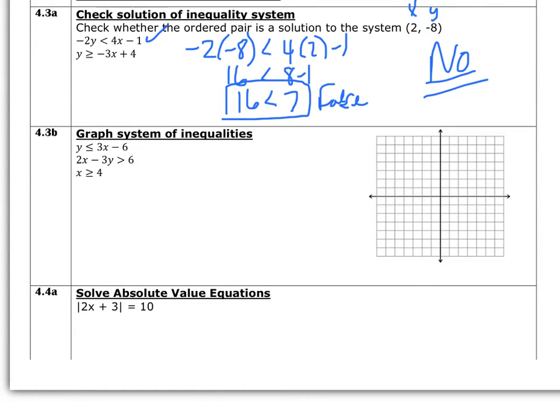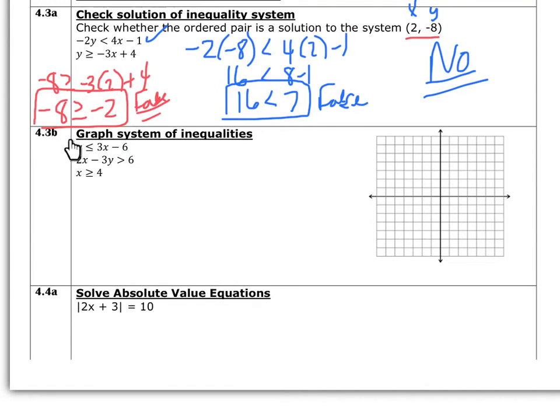Typically, you wouldn't then check the second one unless the first one was correct. Let's check the second one though, just in case the first one had been right. I would put negative 8 here, and I would do negative 3 times 2 plus 4. This would be negative 8 is greater than or equal to, which actually simplifies to negative 2. This one here also is a false statement, so that's not true, therefore confirming that this is not a solution to this system.